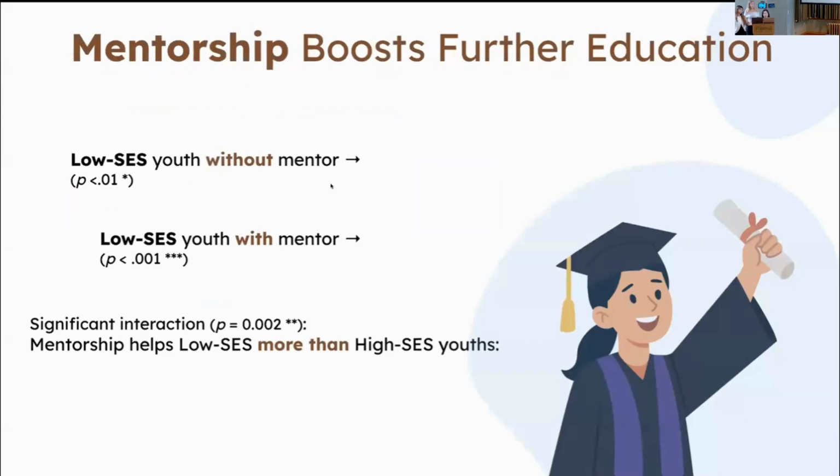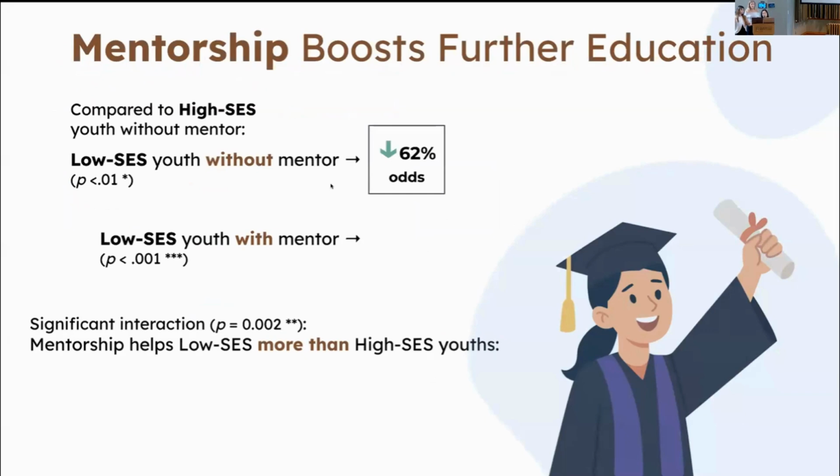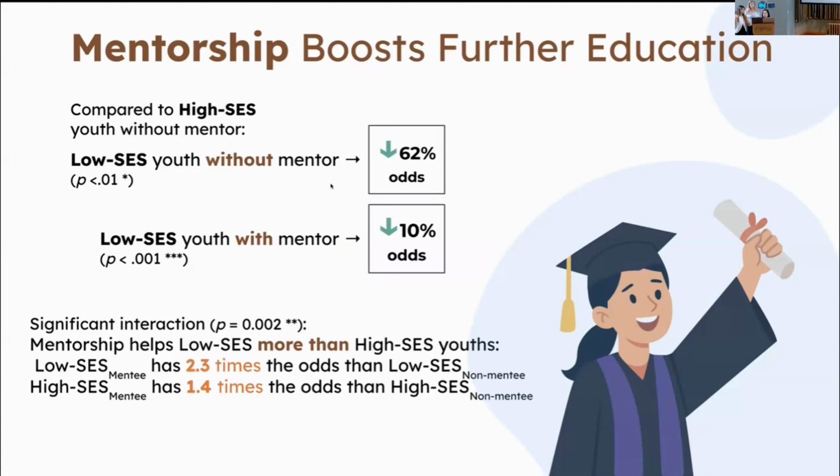Mentorship can also help with Maya's further education. Compared to high SES youth without a mentor, low SES youth without a mentor experience 62% reduced odds of further education. But low SES youth with a mentor experience only 10% less odds of pursuing post-secondary education. And there is in fact a significant interaction such that mentorship helps low SES youth more than high SES youth. Within low SES, those who had a mentor had 2.3 times the odds of entering further education than other low SES youth who had no mentor. And within high SES, mentorship increased further education by only 1.4 times the odds.